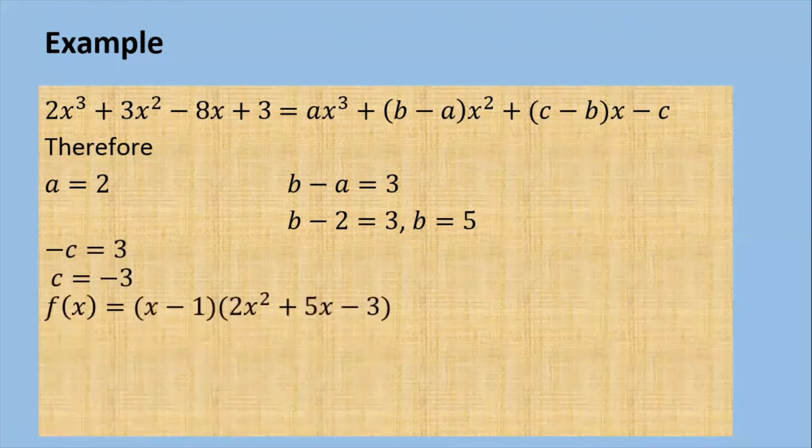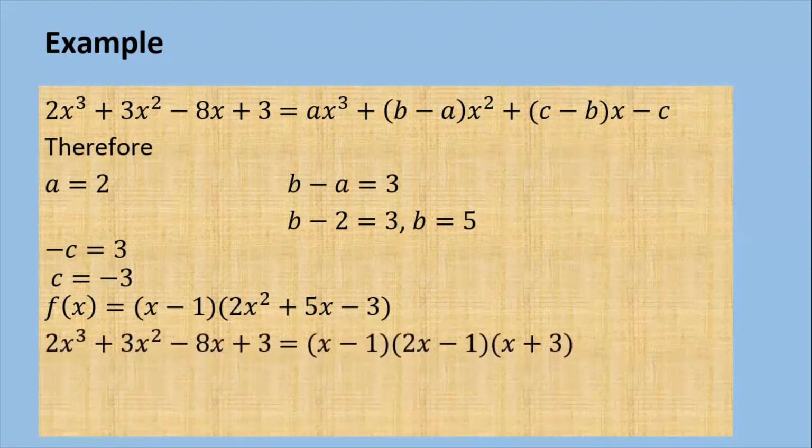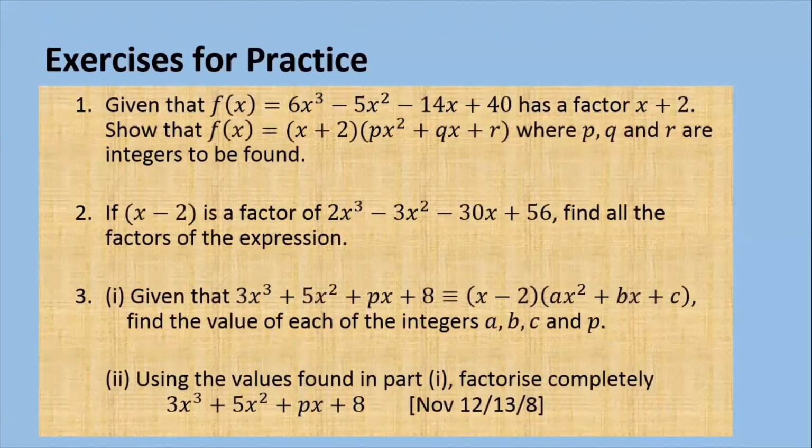Therefore, we have the quadratic. Okay, so it will be 2x squared because a is 2, plus 5x minus 3. And then what do we need to do? Well, you just need to factorize it. So it will be 2x minus 1 and x plus 3. Right? Good. Now, a few exercises for you to practice.